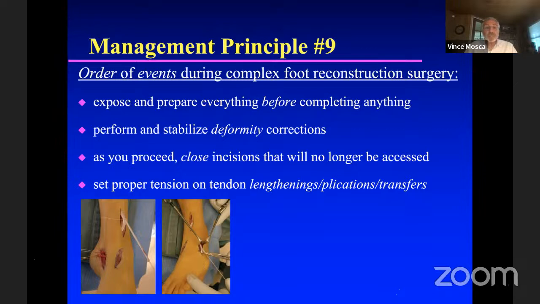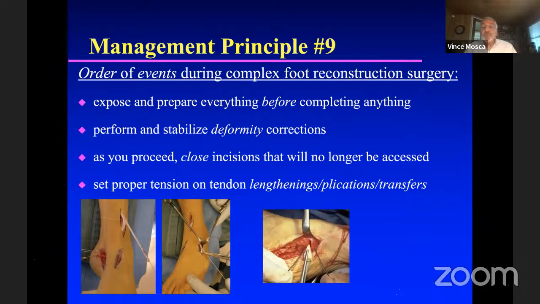So what you want to do besides your list is expose and prepare everything before completing anything. Make all your incisions. Perform your osteotomies. Release the contracted soft tissues. Move the tendons that are going to be moved to where they're going to be. Don't finish anything, but just prepare everything. You don't want to, for example, set the tension on a tendon transfer and then do some aggressive exposure and osteotomy. Prepare everything before you finish anything. Then perform and stabilize deformity corrections. Put the bone grafts in. Where you've taken bone out, stabilize the bone. So prepare everything, then perform and stabilize deformity corrections.